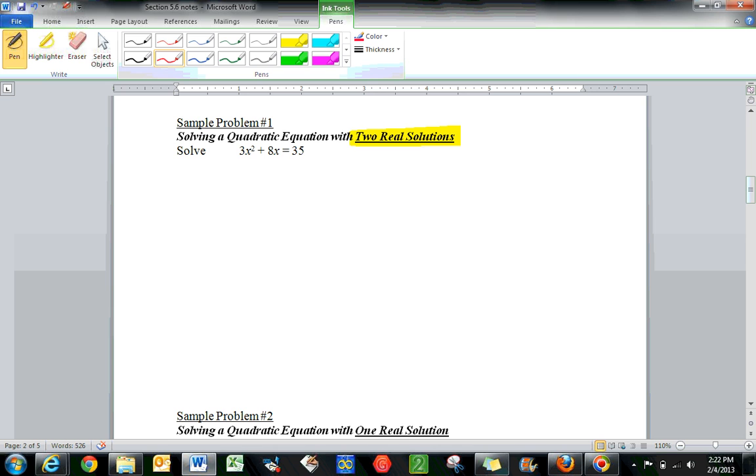Okay, if you remember from the previous video, the very first thing that you have to do to work a quadratic formula problem is get the equation in standard form. So we're going to take the polynomial and put it in standard form, which is going to be 3x squared plus 8x minus 35 equals 0. Now, because we were able to put it in standard form, this gives us the ability to identify the a, b, and c necessary. So in this case, I have a is equal to 3, b is equal to 8, and c is equal to negative 35.